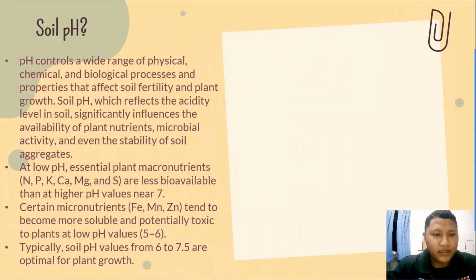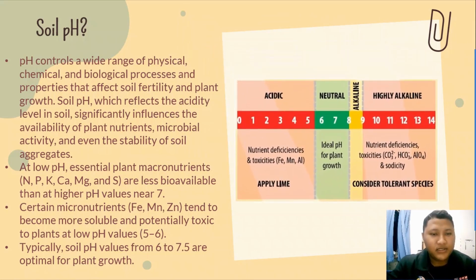Soil pH. pH controls a wide range of physical, chemical, and biological processes and properties that affect soil fertility and plant growth. So pH reflects the acidity level in the soil and significantly influences the availability of plant nutrients, microbial activity, and even the stability of soil aggregates. Certain micronutrients are Fe, Mn, and Zn. And typically, soil pH values from 6 to 7.5 are optimal for plant growth.